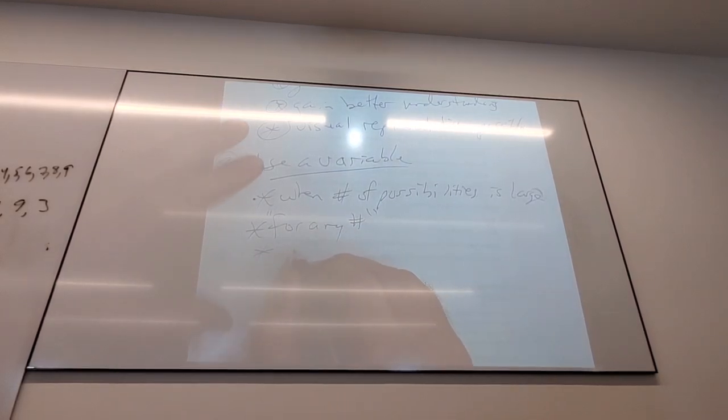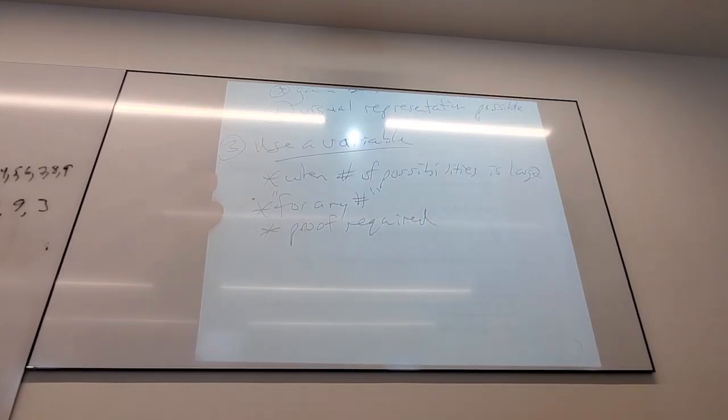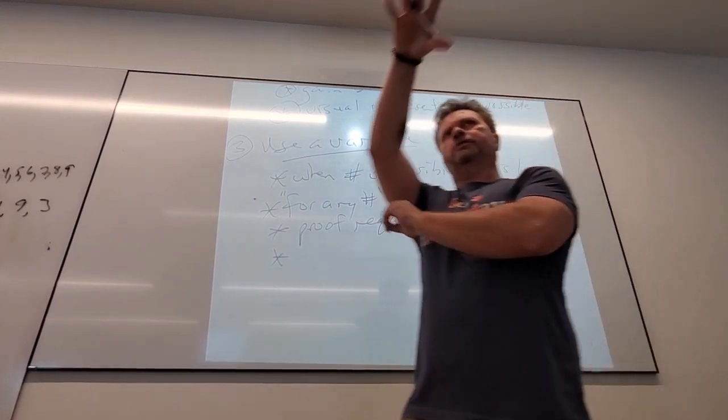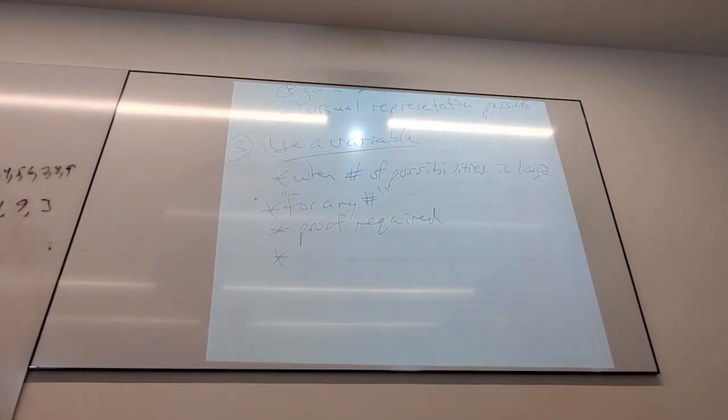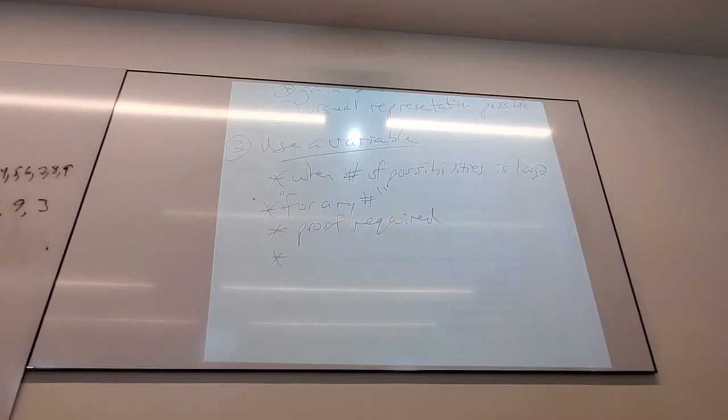If they want a proof, very often you've got to use a variable. Here's a big one. Okay, let me ask you this. There's still more to this list, but just deal with me. If I said 2 consecutive numbers, what does that mean? Can somebody give me an example of 2 consecutive numbers?